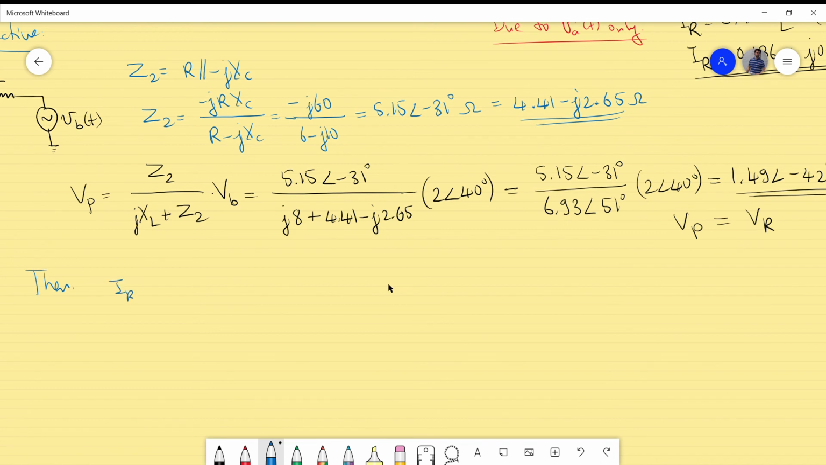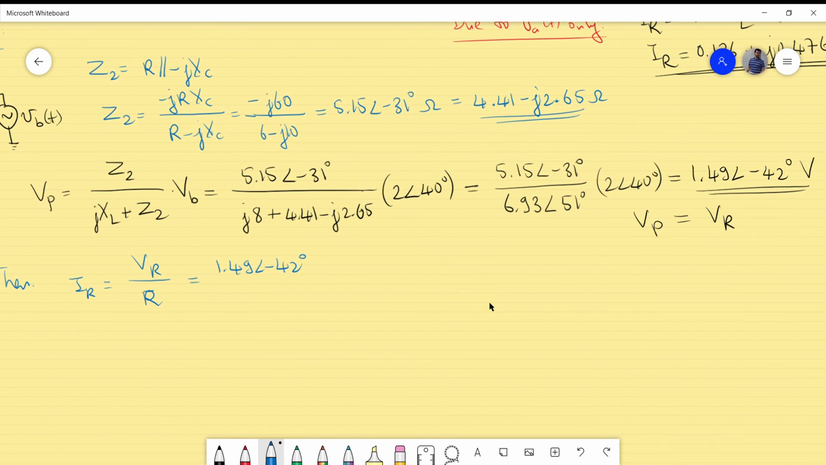Now the IR, due to only VB, is VR again divided by R. And VR in this case is 1.49 phase minus 42 degrees, divided by the same resistor, which is already given in the examples, which is 6 with a phase of 0 degrees. And this will result in 0.248 with a phase of minus 42 degrees, in amperes.